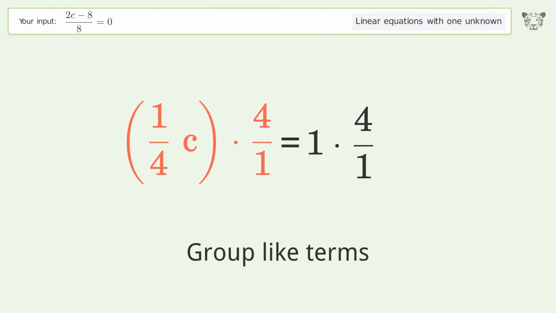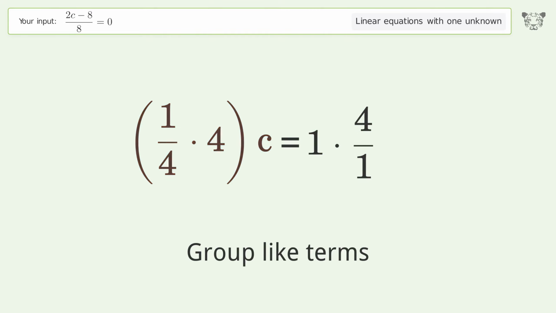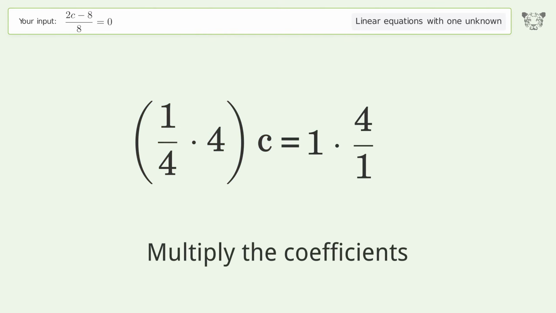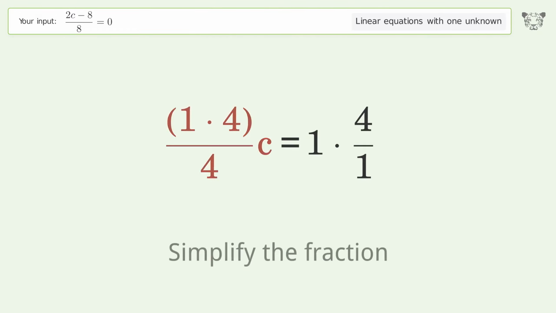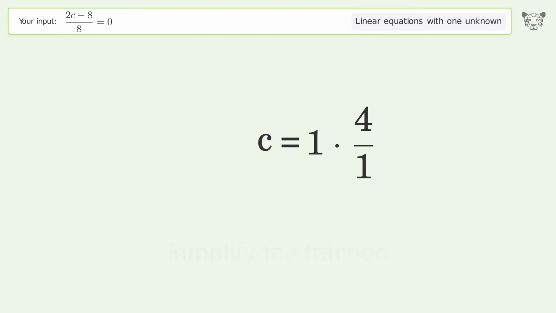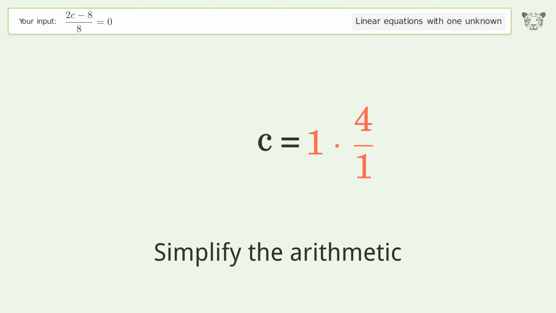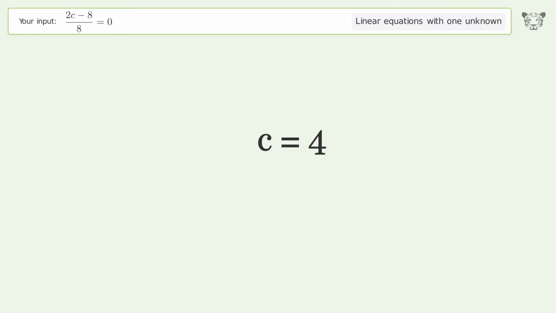Group like terms. Multiply the coefficients. Simplify the fraction. Simplify the arithmetic. And so the final result is c equals 4.